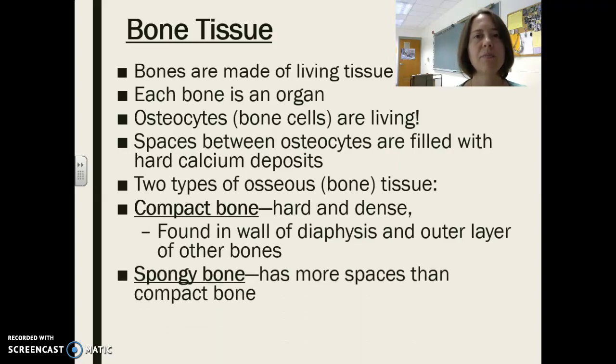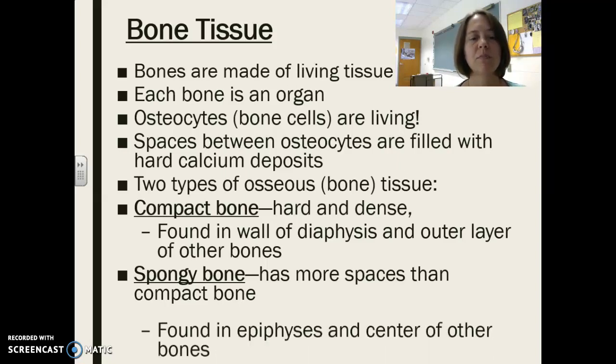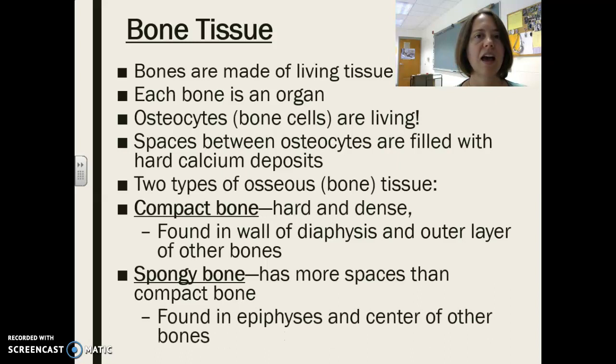And then the second type is spongy bone, and it has more spaces than compact bone. If you think back to the picture we looked at on the last slide, the spongy bone was in the epiphysis and it had lots of holes in it. So spongy bone is found in epiphyses and at the center of other bones that are not long bones.